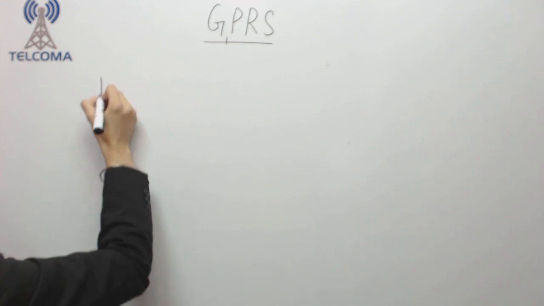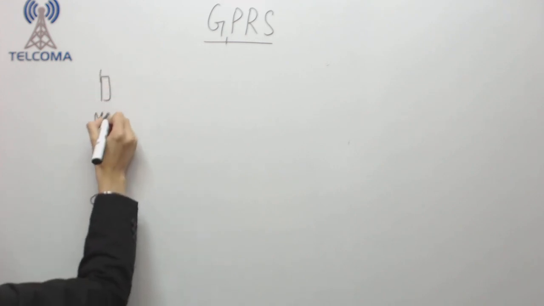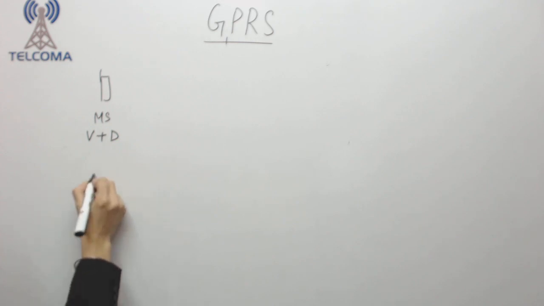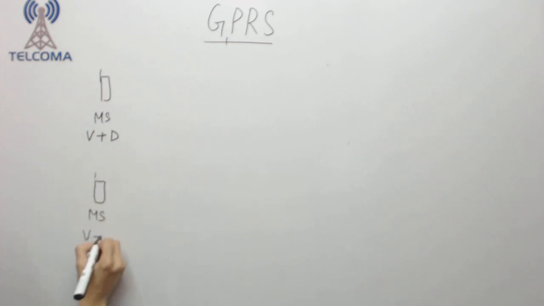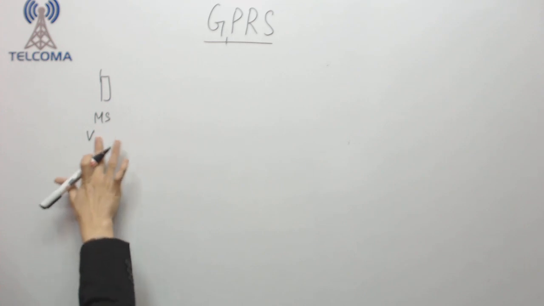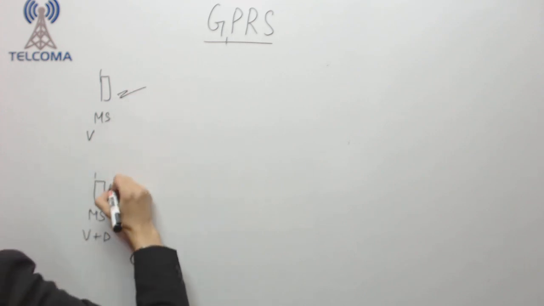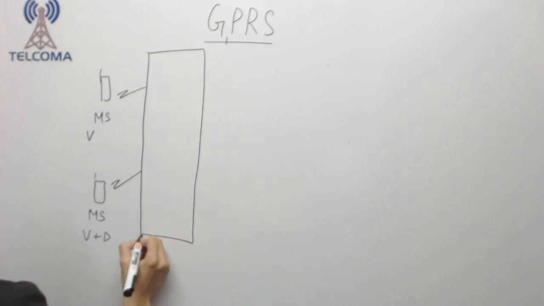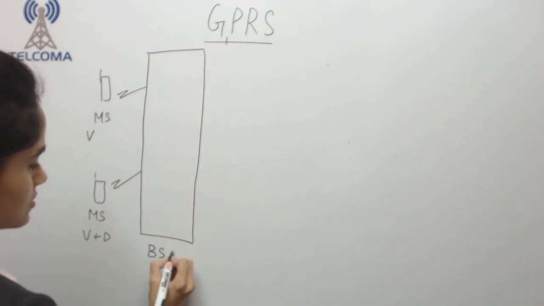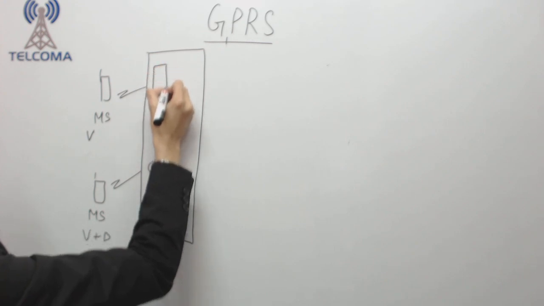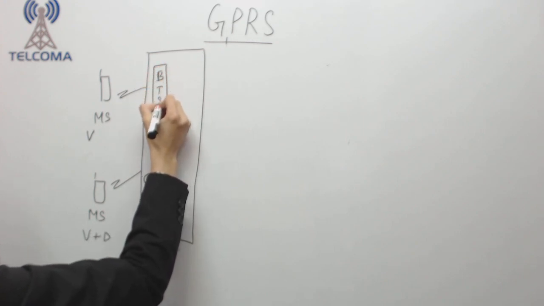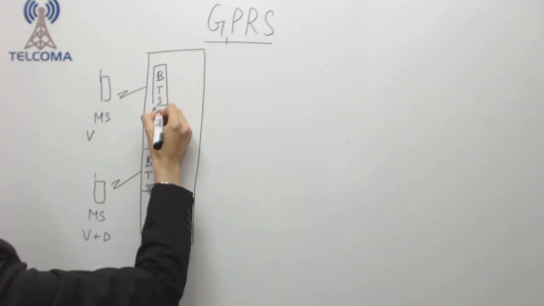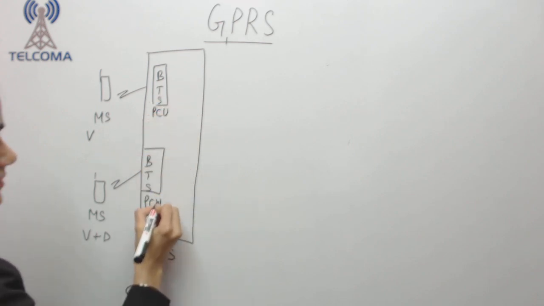So we have this new mobile station. Now this mobile station can support voice and data, voice plus data. Take an example that some support only voice. These are attached with the help of a radio interface with the BSS part. So here in this BSS part, we have BTS, and BTS has a packet control unit.